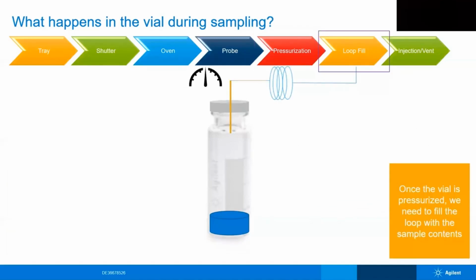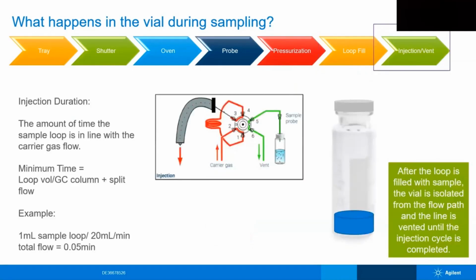And so our pressurization can be either nitrogen or hydrogen. Excuse me, pressurization cannot be hydrogen, it needs to be nitrogen or helium. And we can backfill this loop, which provides us with a fixed volume that we can now inject onto our GC.